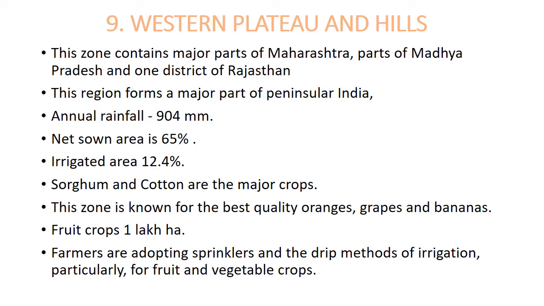Western Plateau and Hills. This zone contains major parts of Maharashtra, parts of Madhya Pradesh and one district of Rajasthan. This region forms a major part of peninsular India. Annual rainfall is 904 mm. Net sown area is 65% and irrigated area is 12.4%. Sorghum and cotton are major crops. This zone is also known for the best quality of oranges, grapes and bananas. Fruit crops are cultivated in 1 lakh hectares. For fruit and vegetable crops, farmers adopted sprinkler and drip irrigation methods.